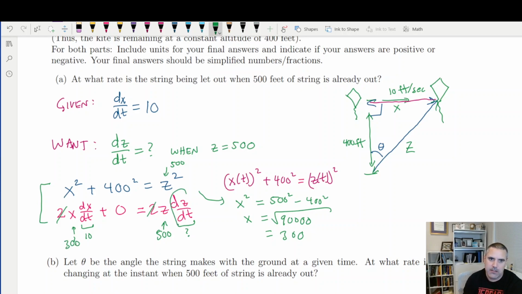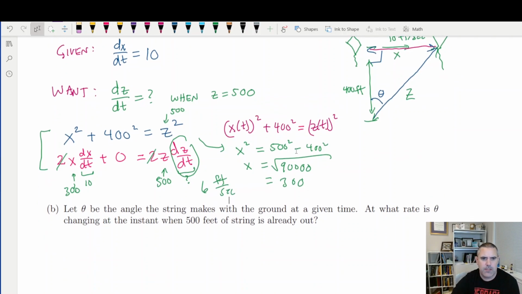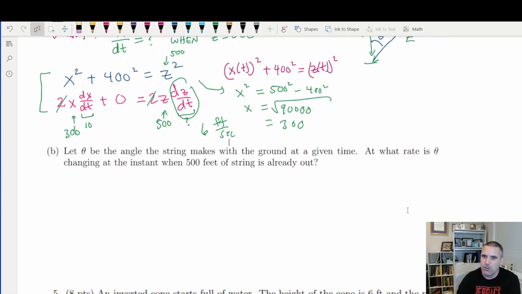dz dt is going to be 300 times 10, 3,000 divided by 500, and so you get 6 feet per second. Sorry, I'm peeking at my notes just because I'm trying to focus again on ideas. So then it says, let theta be the angle the string makes with the ground at a given time. At what rate is theta changing at this same moment?